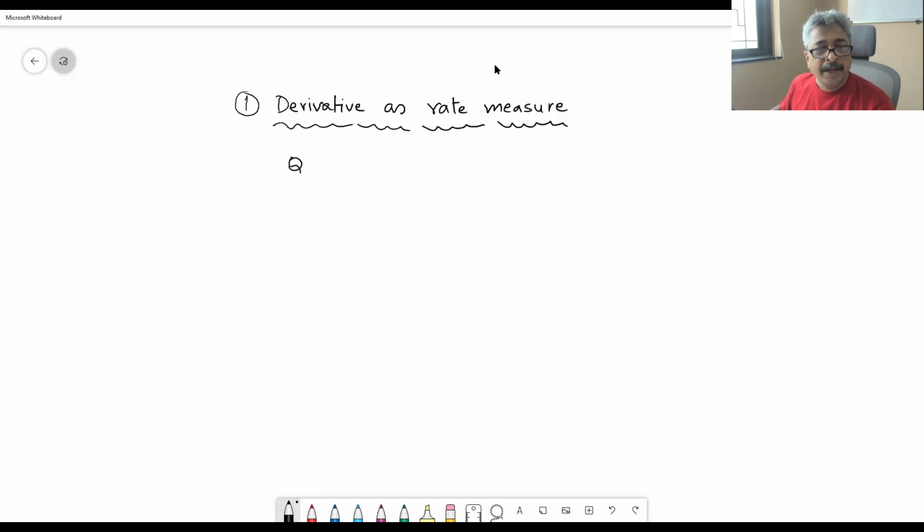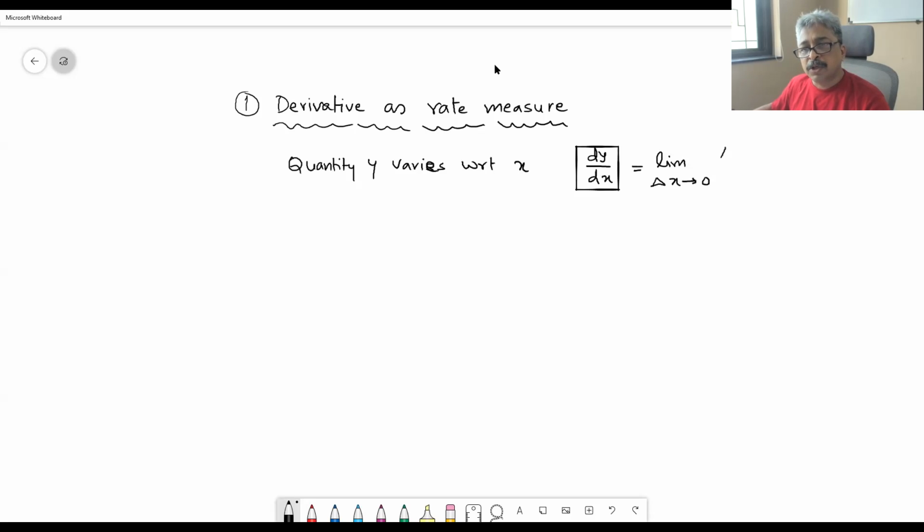We know a quantity y varies with respect to x, and differential in quantity y per unit differential in quantity x, that is what we represent as a differential coefficient. We know the meaning of this as limit delta x, change in x, tending to 0. What is change in y per unit change in x? That is the meaning.